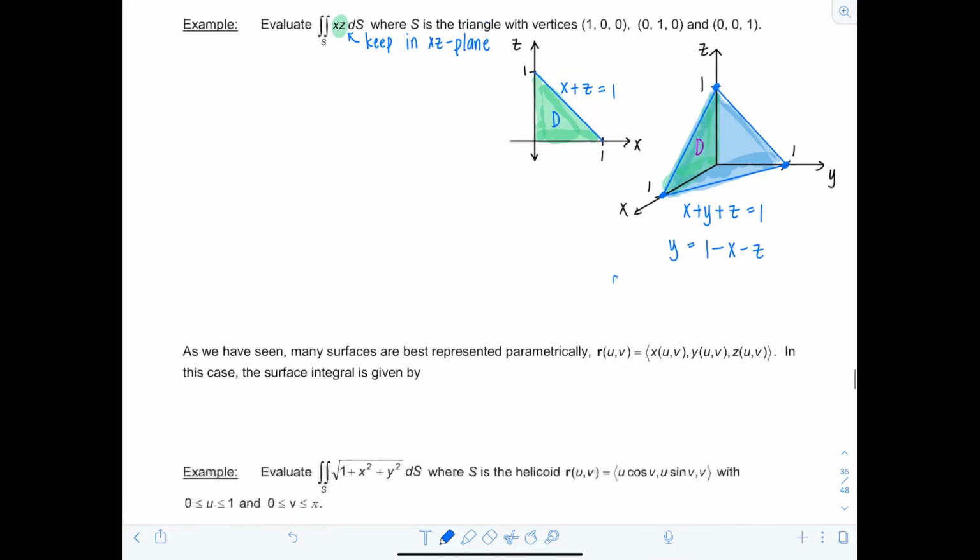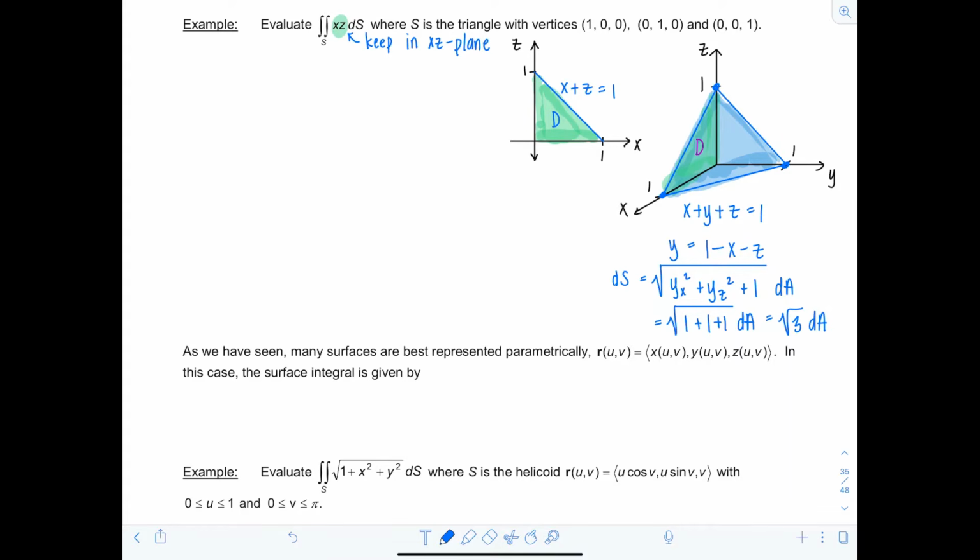That means dS is going to equal the square root of the partial of y with respect to x squared plus the partial of y with respect to z squared plus 1 dA. And then this is just going to be the square root of, well, partial with respect to x is negative 1 squared, it's 1. Partial with respect to z is negative 1 squared, it's 1. Plus 1 dA. So this is rad 3 dA. So I have dS. Now what is dA going to be? Well, it's either going to be dx dz or dz dx. It's up to us.